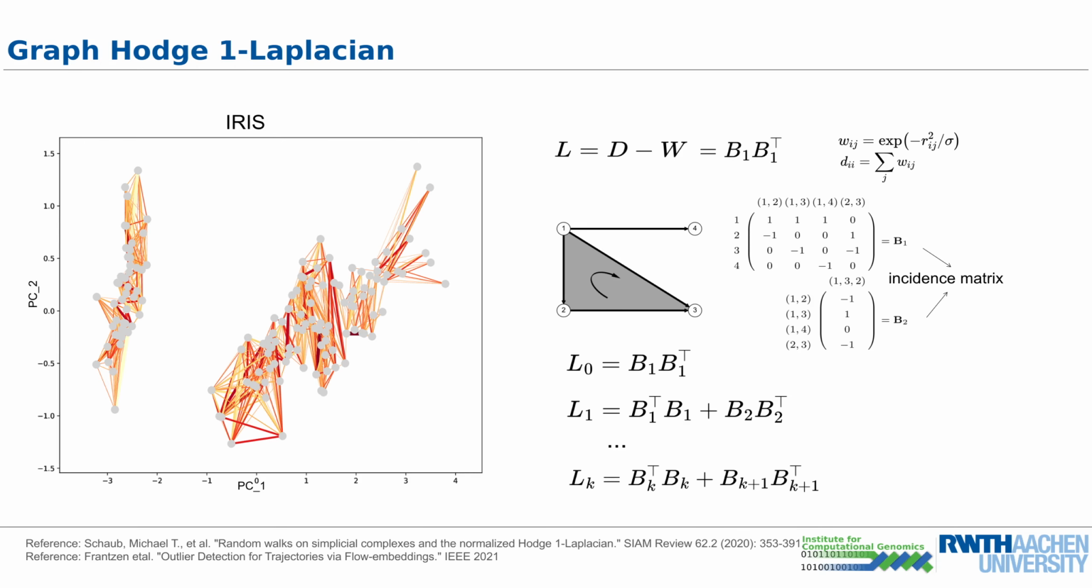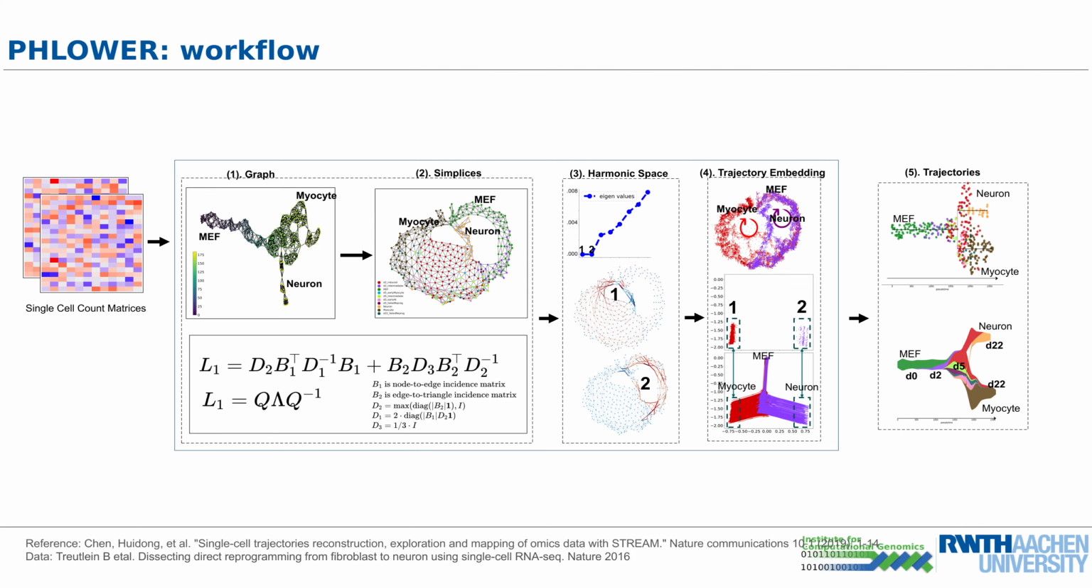With this, we have the higher order graph Laplacian, that is the graph Hodge Laplacian. There are also higher order incidence matrices like B1, B2, B3, etc. Then we also have L1, L2, L3. With this, we propose PHLOWER, which takes a single cell count matrix as input and outputs the trajectory trees, using stream to visualize.